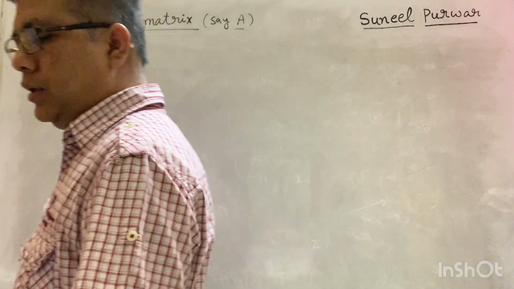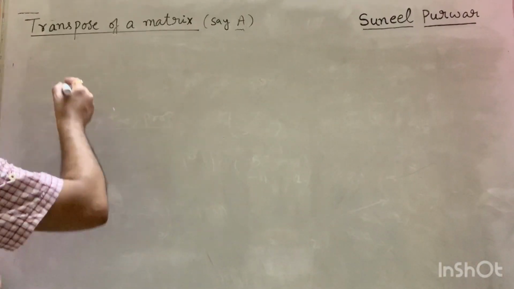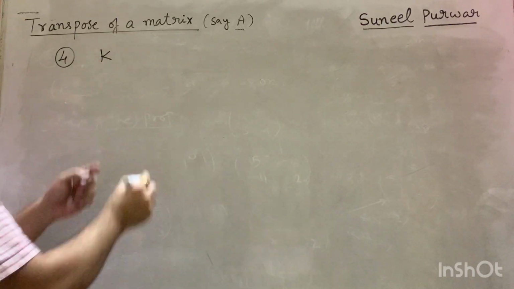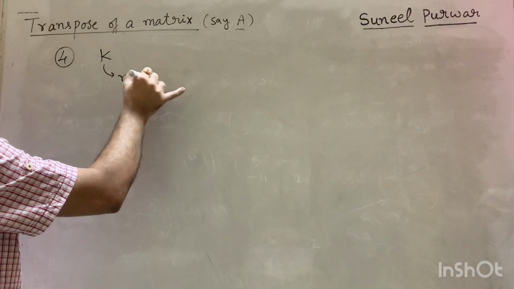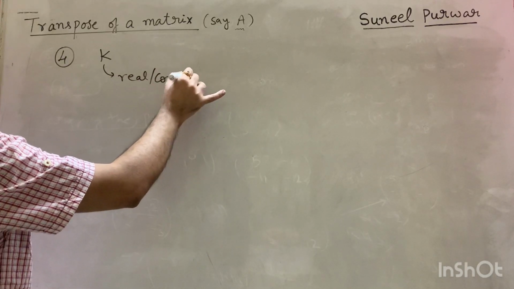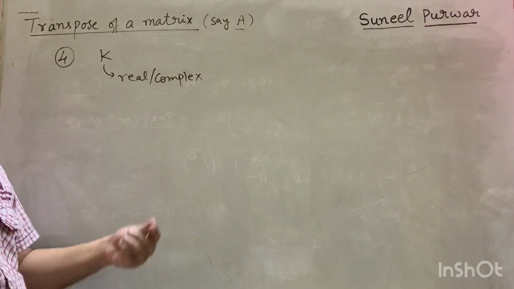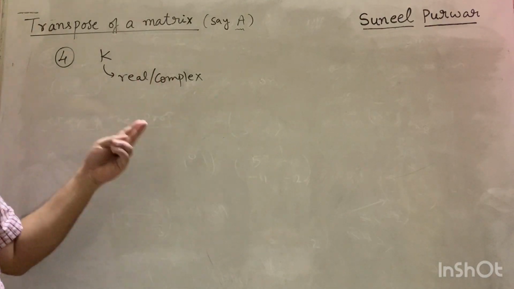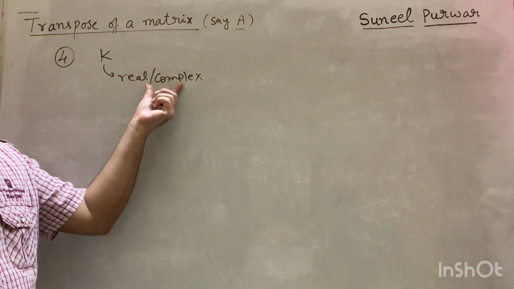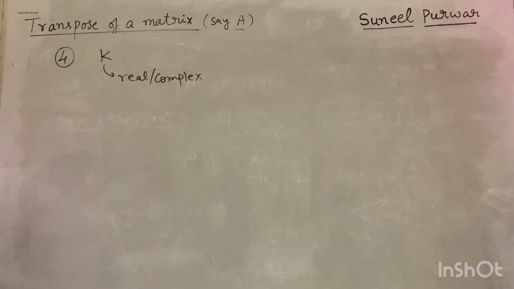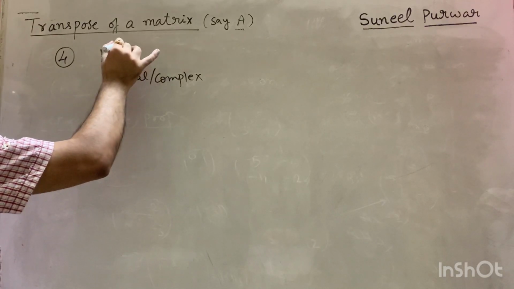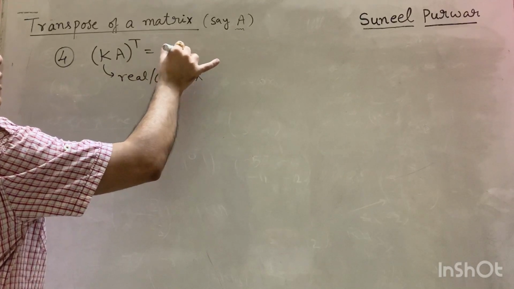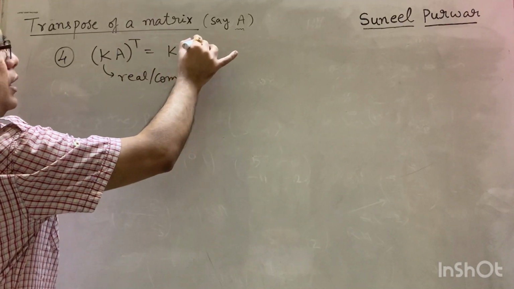Now the next property is a very simple one. Let K be some number. It may be real or complex. In fact, all the real numbers fall under complex numbers only, but to emphasize more, that K can be a purely complex number or it could be a purely real number. Multiply it to the matrix A, and if you find the transpose of this, you will get nothing but number K itself multiplied to A transpose.